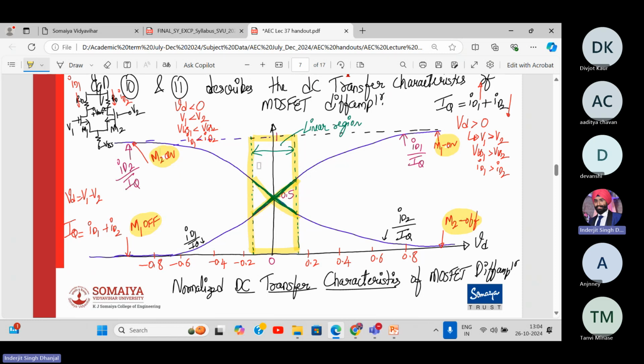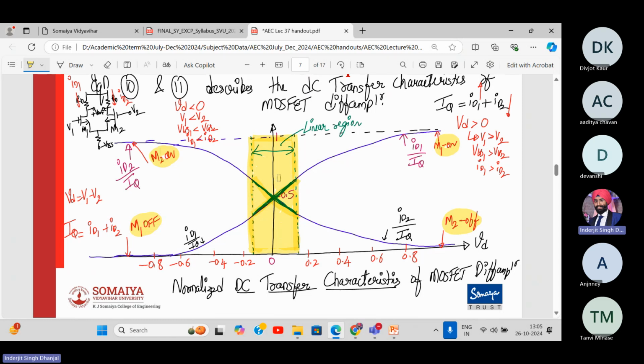So as long as the difference between the two signals is small, the differential amplifier will work perfectly well. As soon as the difference between the two signals is large, then only one transistor is on and the other transistor becomes off. Then it stops working as a differential amplifier. So only in this linear region does the differential amplifier work as a differential amplifier. Okay, only when the difference between the two signals is very, very small. As long as that happens, it works as a differential amplifier.